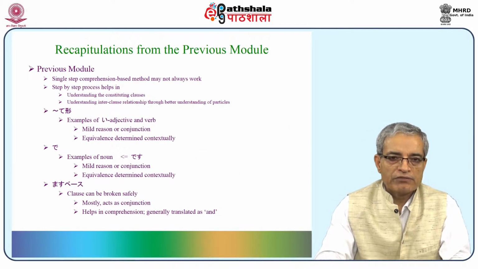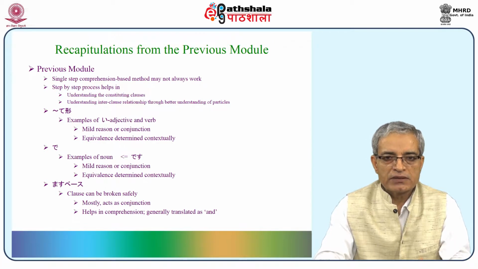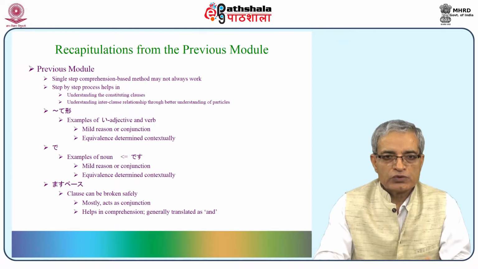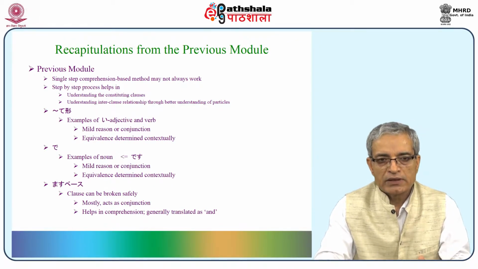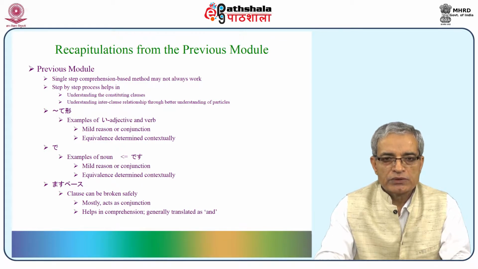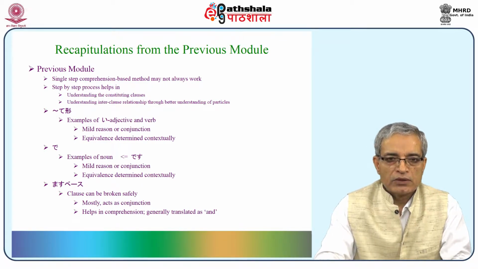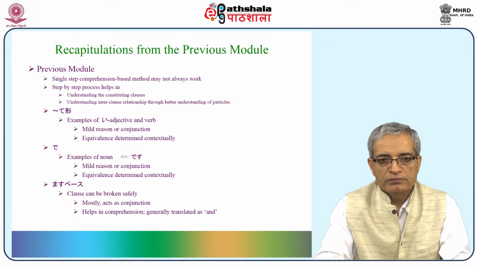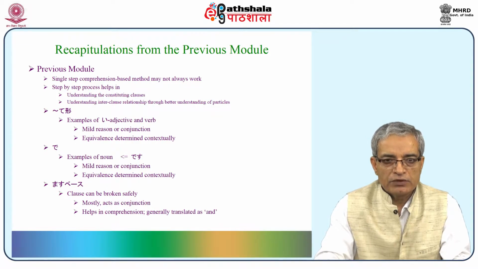In the previous module, we did the single-step comprehension-based method, but we found that it does not always work so well. Consequently, a step-by-step process was introduced, which helps in understanding the constituent clauses and the inter-clause relationship through better understanding of particles. We covered the te form, i-adjective and verb, and we found that te represents mild reason and acts as a conjunction, and the equivalence is determined contextually.